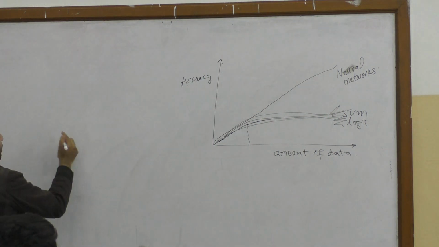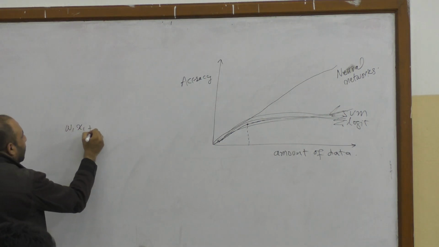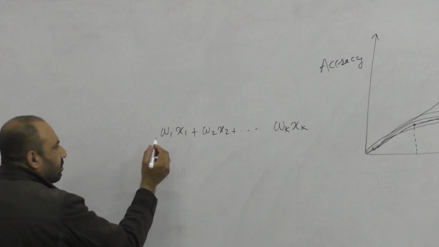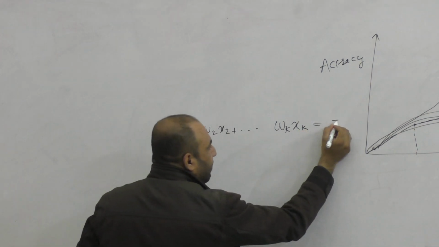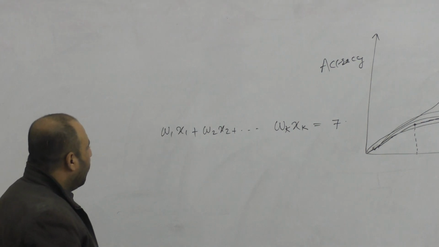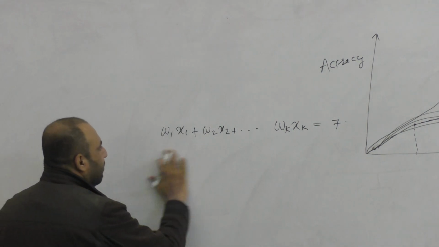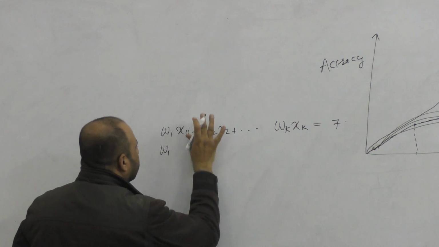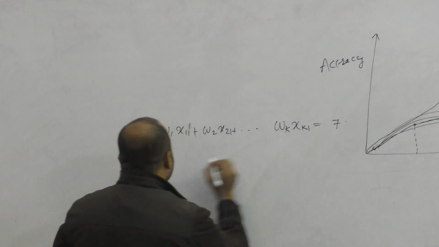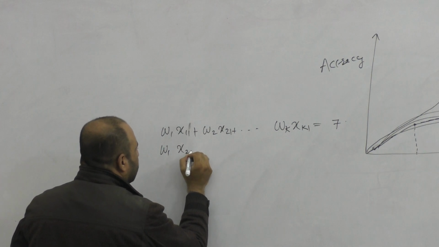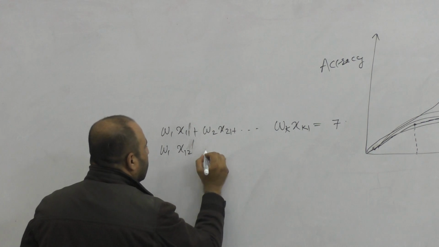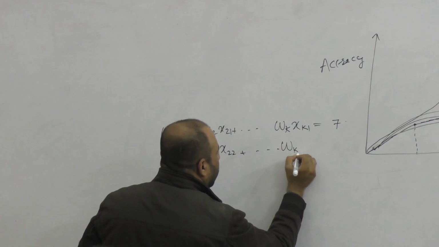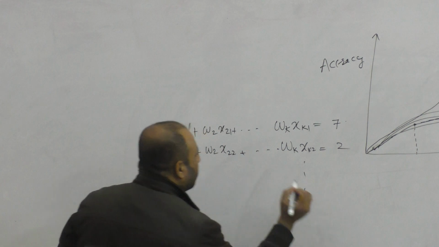For example, I have the following equation: W1x1 plus W2x2 plus ... WKxk, let's say this is equal to 7. And I have another equation: W1x1,2 plus W2x2,2 plus ... WKxk,2 is equal to 2, and so on.